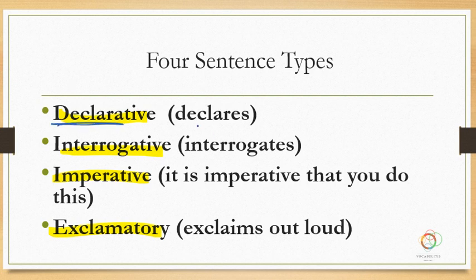Declarative is just some statement that declares, and this is most of our sentences, like 80-90% of our sentences are all declarative sentences. You say, my dog is hungry. That's declaring some information. So that's the most common kind of sentence.